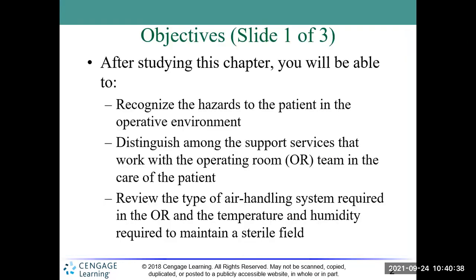So after studying this chapter, you'll be able to recognize the hazards that are going to affect the patient in the operating environment, distinguish among the support services that work with the OR team in the care of the patient, review the type of air handling system that are required in the OR and the temperature and humidity required to maintain a sterile field.